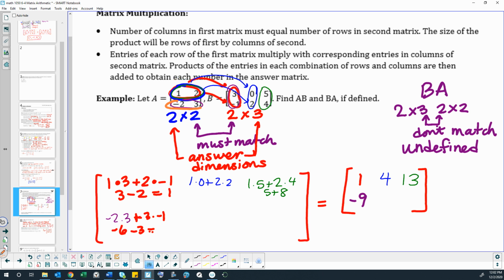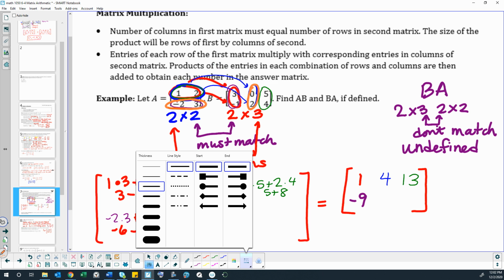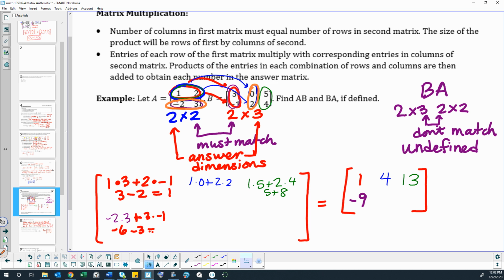Then I'm going to do second row, second column. So that's going to be -2 times 0 plus 3 times 2. So 0 plus 6, which is 6.